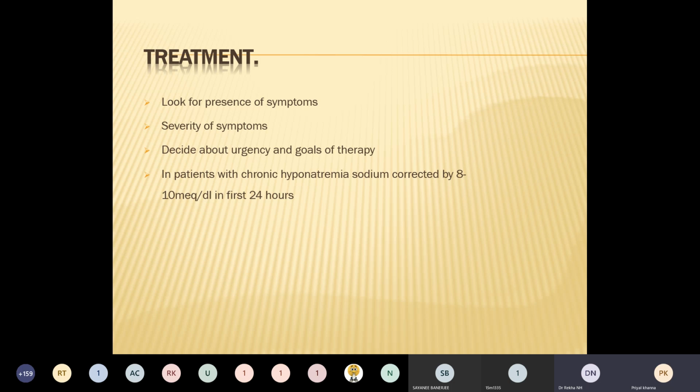So, treatment. Look for the presence of symptoms, severity of the symptoms, and decide about the urgency and goals of the therapy. In patients with chronic hyponatremia, sodium is corrected by 8 to 10 milliequivalents per liter in the first 24 hours. We should not cross beyond this correction. Otherwise, the patient will go into ODS, that is osmotic demyelination syndrome, which is an irreversible stage.